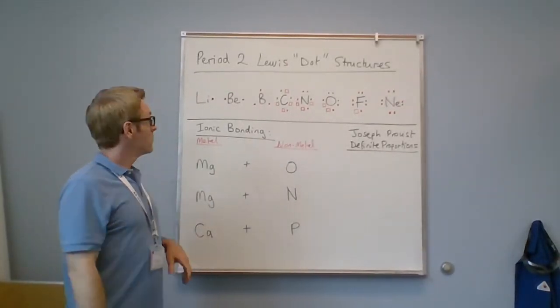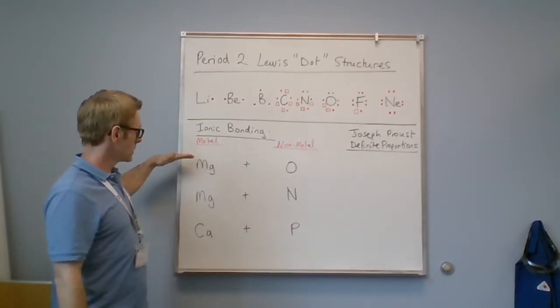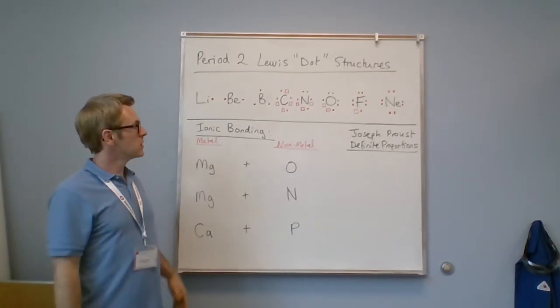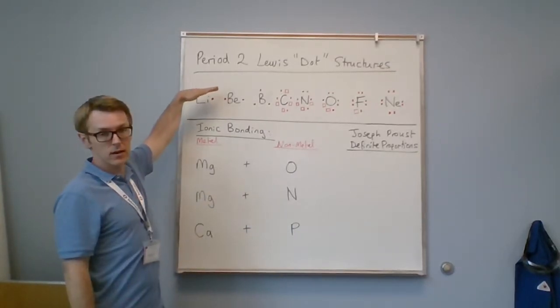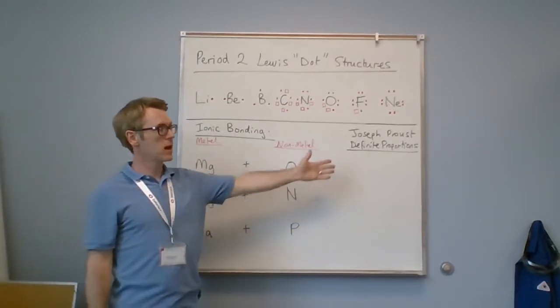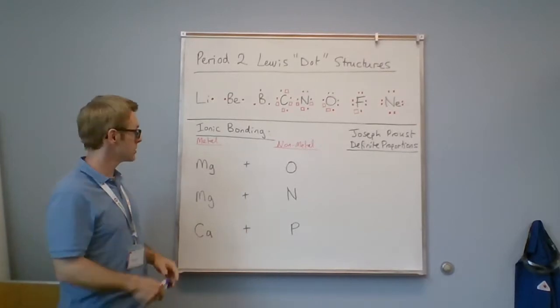Here's an additional video looking at ionic bonding. So here we're going to look at some different metals, a series of different nonmetals. We're going to use Lewis dot theory to combine them together, make our ionic compounds, and we'll note the Joseph-Proust definite proportion.